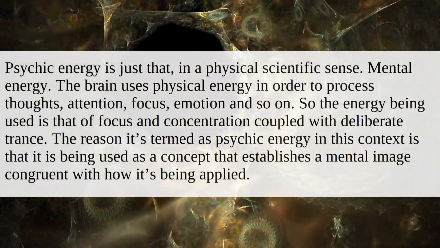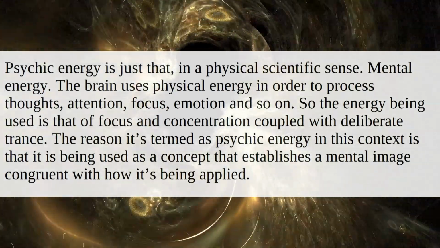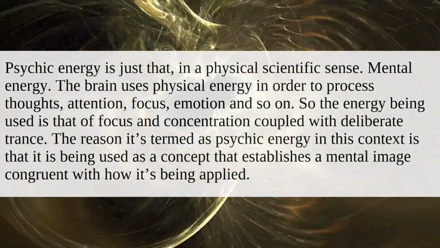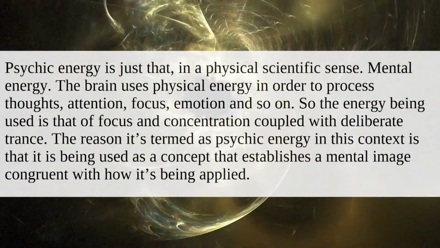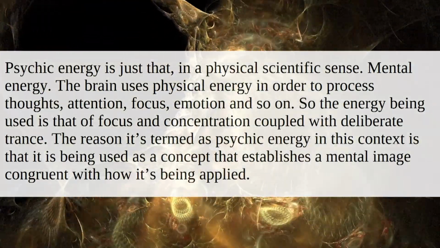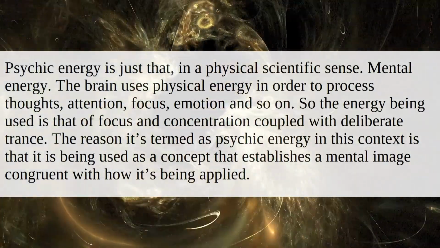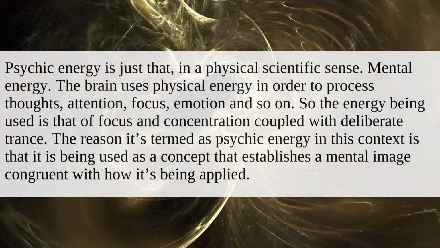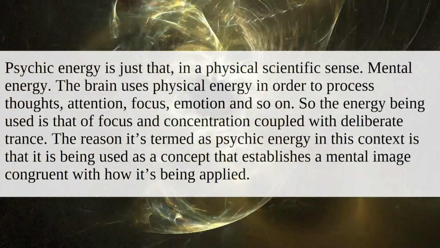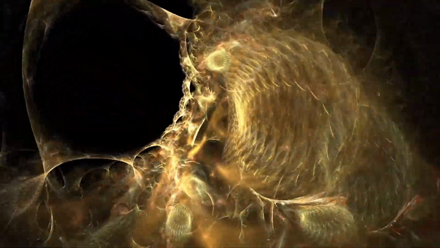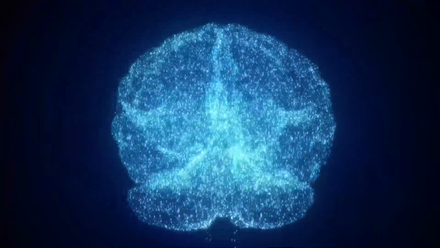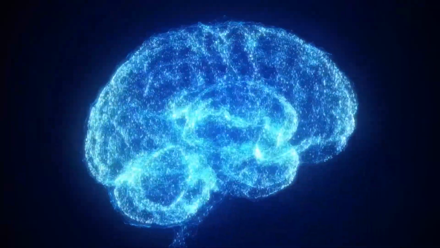The brain uses physical energy in order to process thoughts, attention, focus, and emotion. So the energy being used is that of focus and concentration, coupled with deliberate trance. The reason it's termed psychic energy in this context is that it is being used as a concept that establishes a mental image congruent with how it's being applied. Next, we must use this focus in a specific way to charge the sigil. Again, charge is being used in a similar way, herein referring to the real process of imprinting the sigil more firmly within the mind stream of the practitioner.